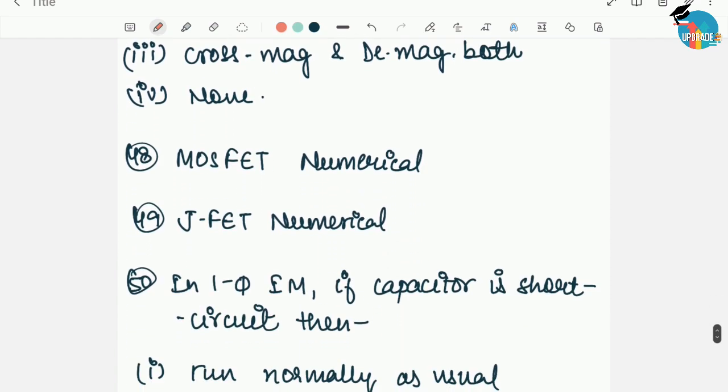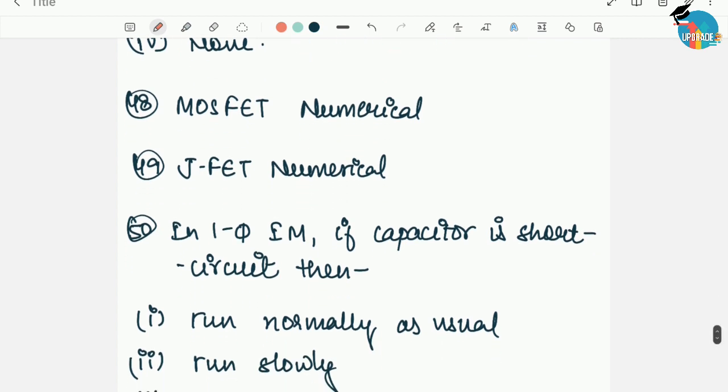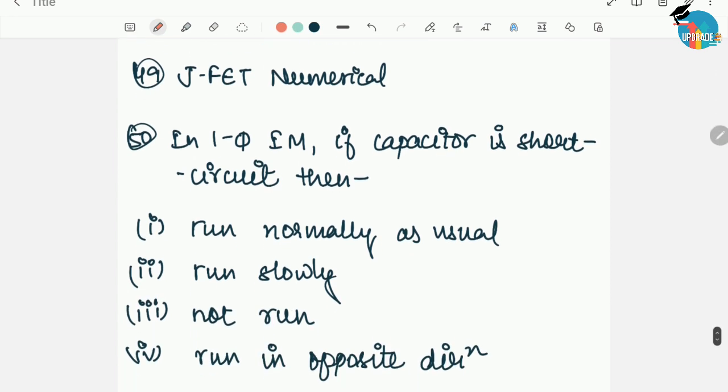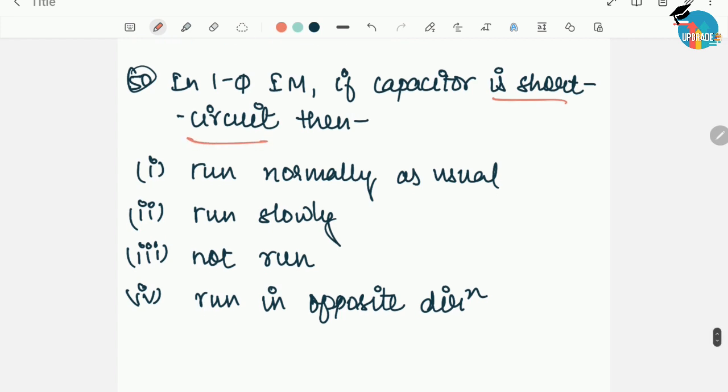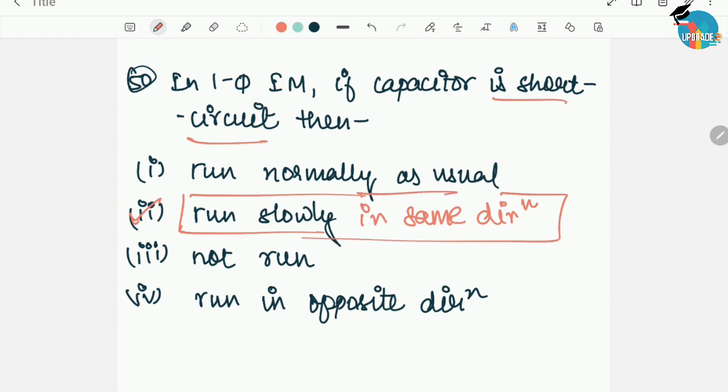Next question is related to the MOSFET. A numerical was asked, and JFET also. Next question asked was related to the single phase induction motor, that is, if a capacitor is short circuited, then the options were: run normally as usual, it will run slowly, it will not run, or it will run in the opposite direction. The correct answer is that it will run in the same direction, but it will run slowly at reduced RPM. So the correct option is option B.